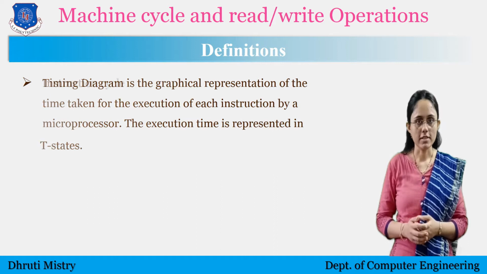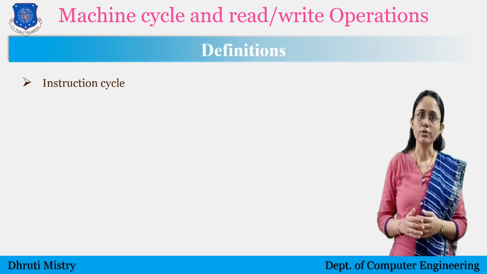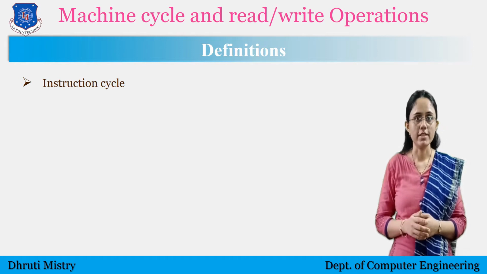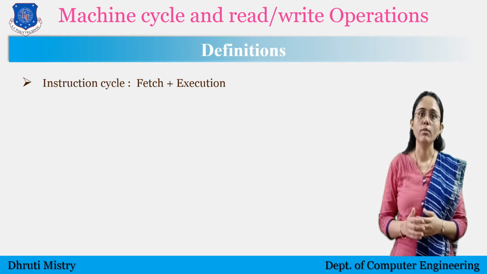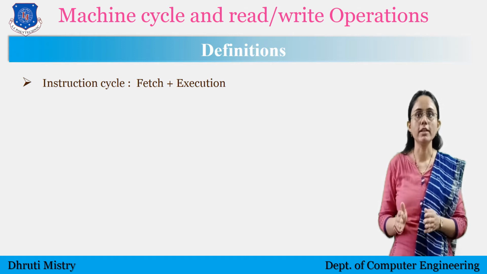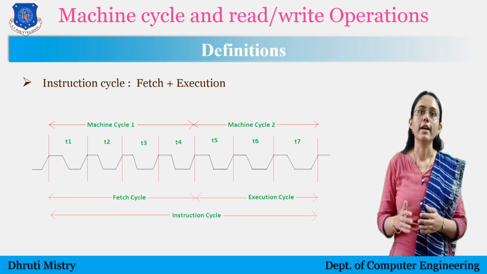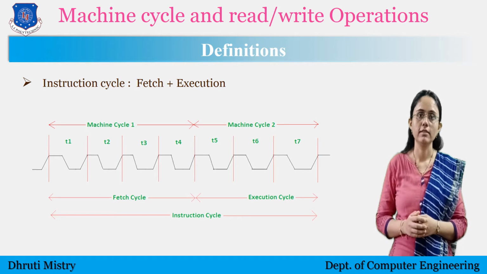Second, instruction cycle. For the execution of any instruction, basically two steps are followed: first fetch and then execute. The time or the number of T-states required to fetch and execute an instruction is called an instruction cycle.